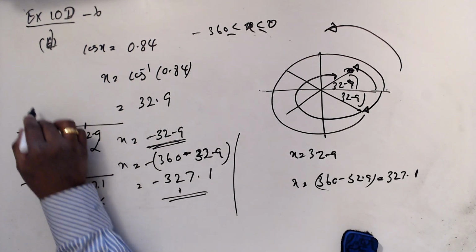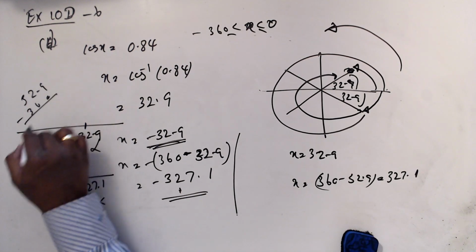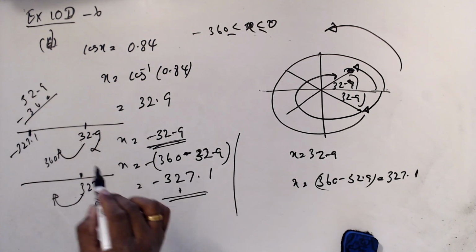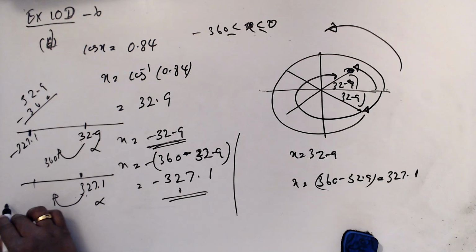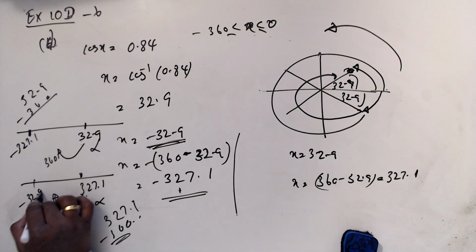32.9 minus 360, so you will get here minus 327.1, and here 327.1 minus 360, you will get minus 32.9 here.